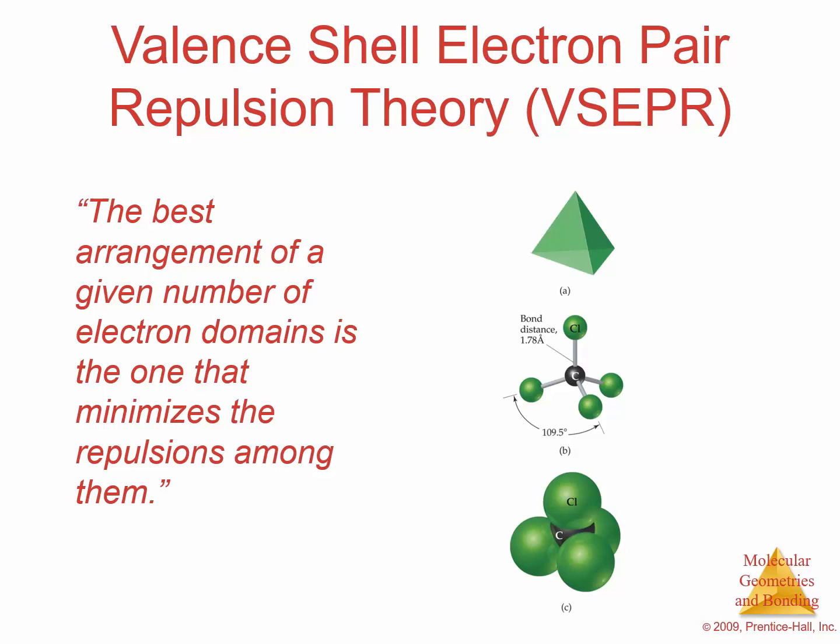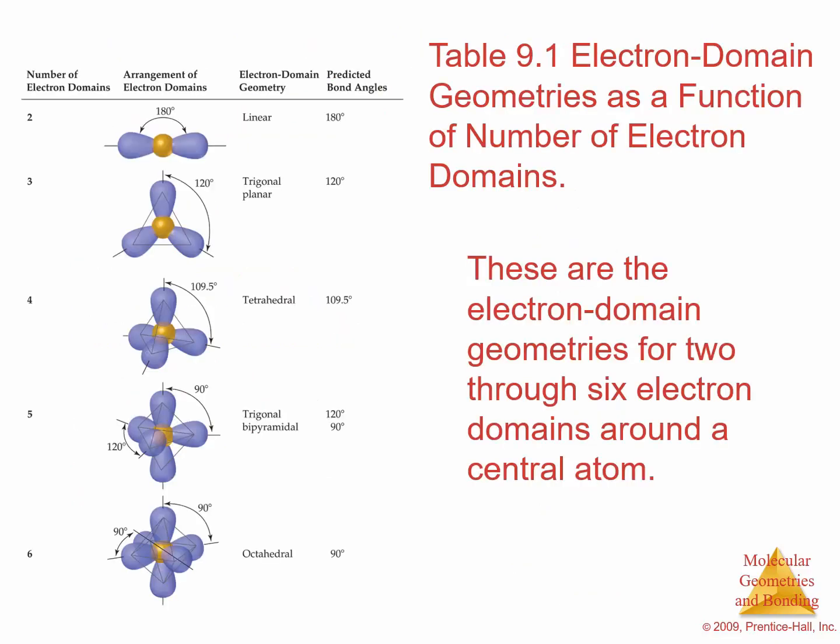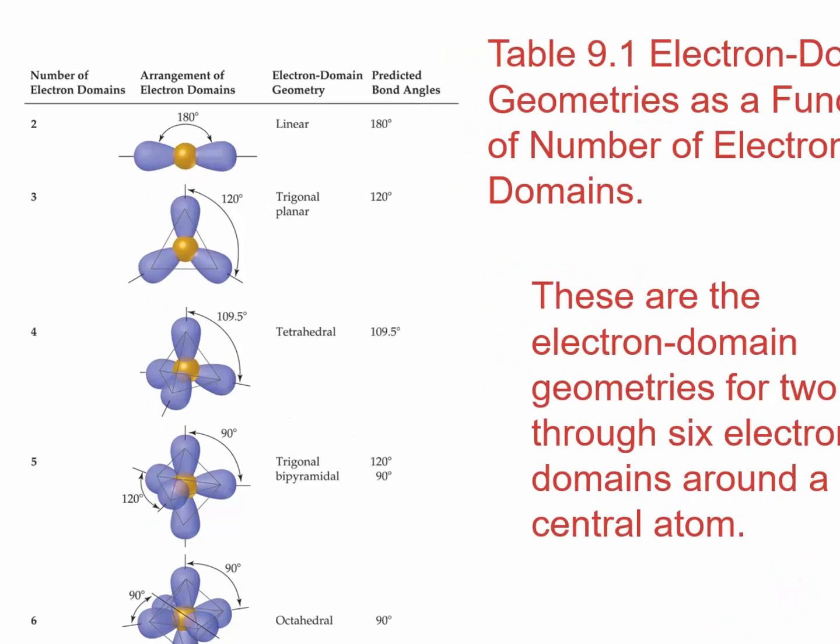So, as we saw in the example for CCl4, the 4 chlorine atoms are far from each other, and this will minimize the repulsions among them, and this is the best position for them. Now, these arrangements, together with those of 5 and 6 electron domains, are summarized in this Table 9.1. So, this is electron geometries as a function of number of electron domains. These are the electron domain geometries for 2 through 6 electron domains around a central atom.